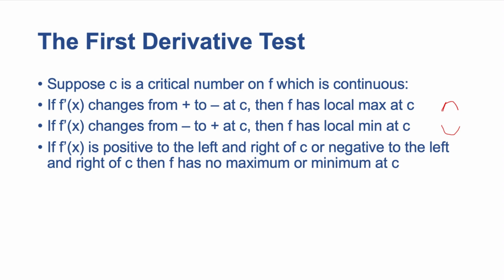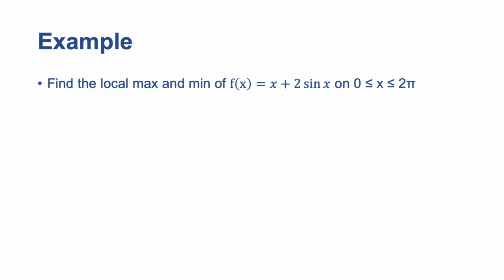Let's do an example with the first derivative test. We are going to find the local max and min of f of x equals x plus 2 sine x on the interval between 0 and 2 pi. Okay, so if we take our derivative, we will get 1 plus 2 cosine of x. And we can find our critical numbers, of course, when that equals 0. If we solve with some algebra and trigonometry, we're going to get that our critical numbers are 2 pi over 3 and 4 pi over 3.